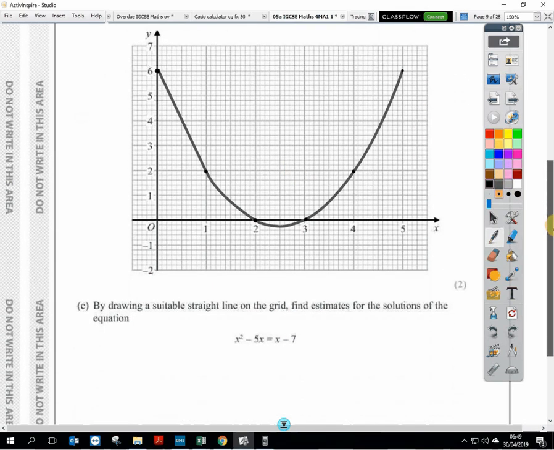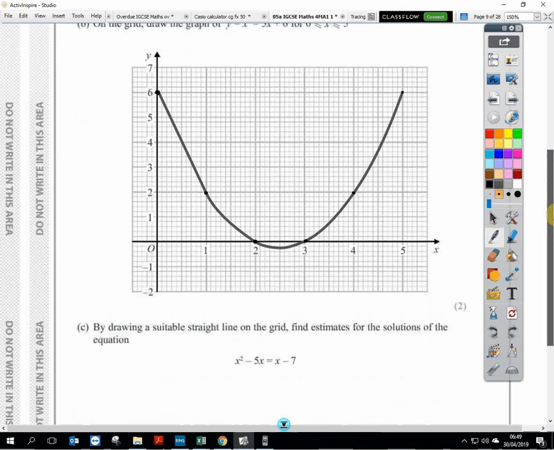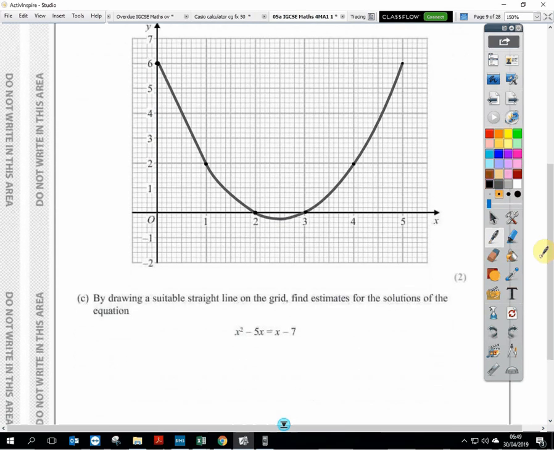There you go. By drawing a suitable straight line on the grid, find estimates to the solution of this. Right. What you have to do is compare this with the previous part that you've drawn. Remember, we have just drawn the graph of y equals x squared minus 5x plus 6. Now that's quite similar to the left-hand side of this equation. The left-hand side has an x squared and a minus 5x, but it needs a plus 6 as well. So we add 6 to it, and now it's very useful because that's the equation of the graph that we've drawn.